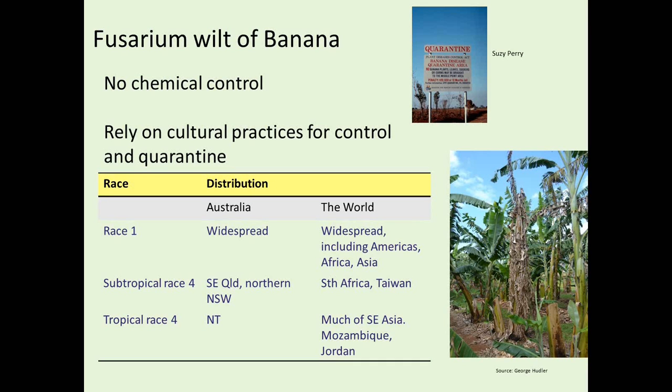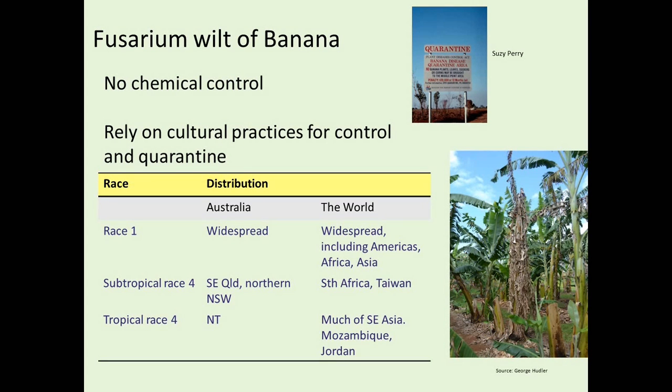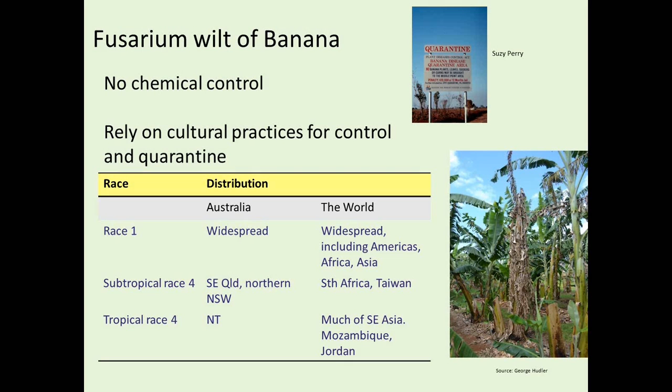So basically we have to rely on cultural practices for control and quarantine, and we do that pretty well in Australia. And this tropical race 4 turned up in Northern Territory in the mid-1990s, and it's been a concern ever since. There are a few farmers who are managing to still produce bananas there, but there's always that worry that the spores are going to be transferred in some soil, down the highway, into northern Queensland, where the vast majority of our banana plantations are.